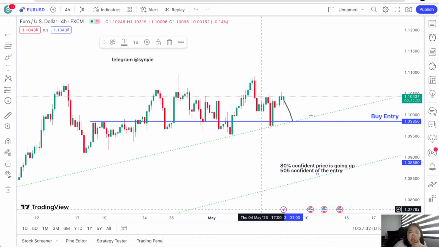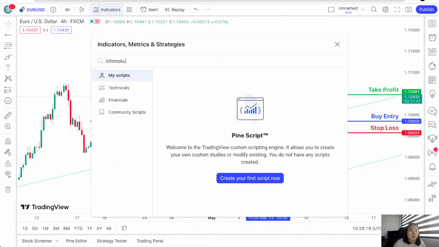Let's see what else. Okay, it's going sideways. Ichimoku's not giving us accurate information.